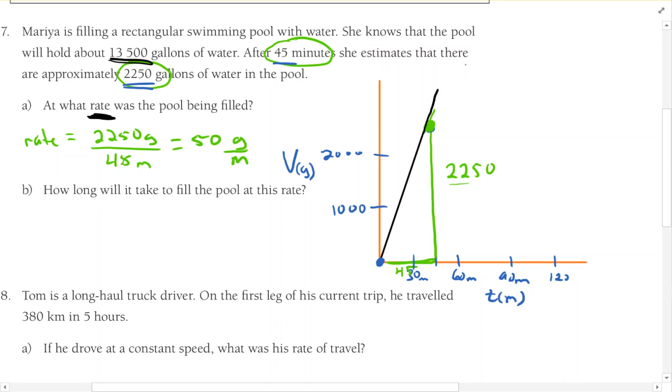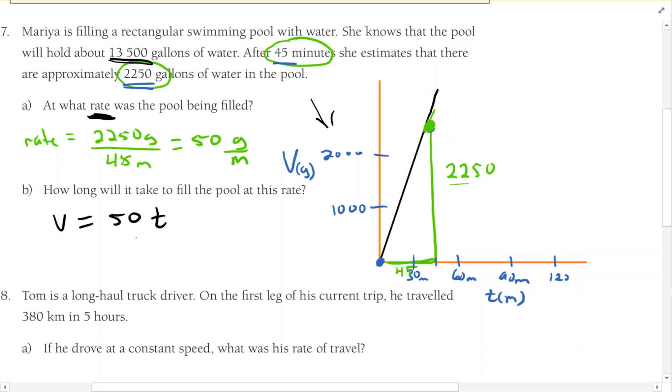But what we can do is make an equation, make an expression. So what I'm going to say is V, this side of the graph, is equal to our rate. It's equal to 50 times t. That's what our line does. That's the equation of our line. So at any point t, we can just multiply it by 50 and get how much volume we have. So our rate is always just the number out front of t.